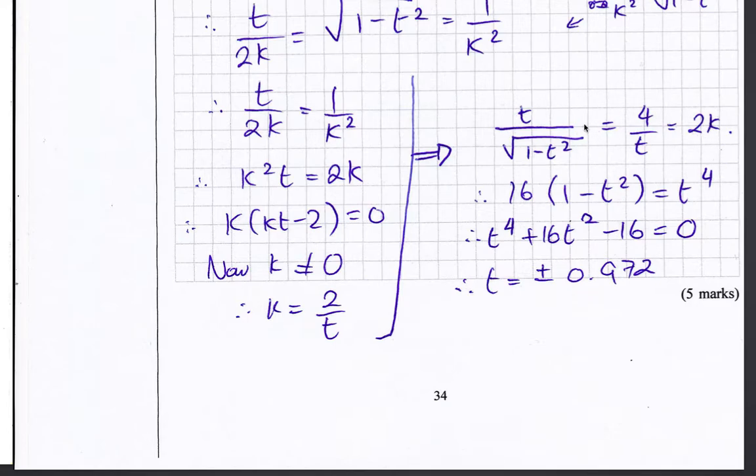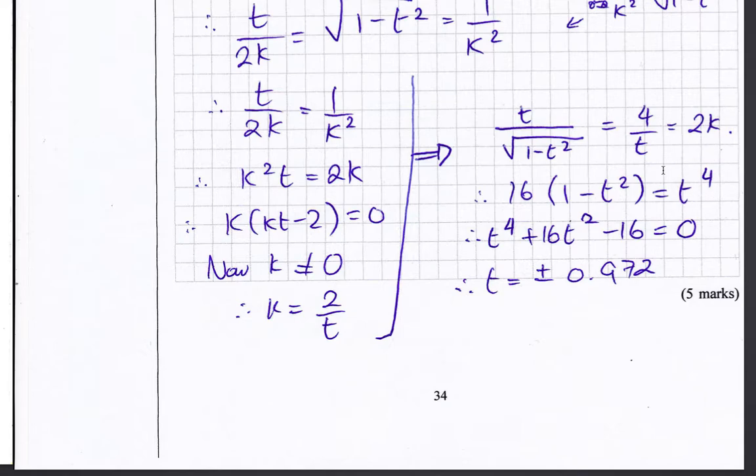So now, no more k. We don't need to worry about k anymore. And now we can just solve it. Simple to do. What we do is we just bring that to the other side. We need to square both sides, so that goes up to there. That becomes t squared, and that becomes 4 lots of square root 1 take t squared. We square both sides, so we're going to get t to the 4 here.